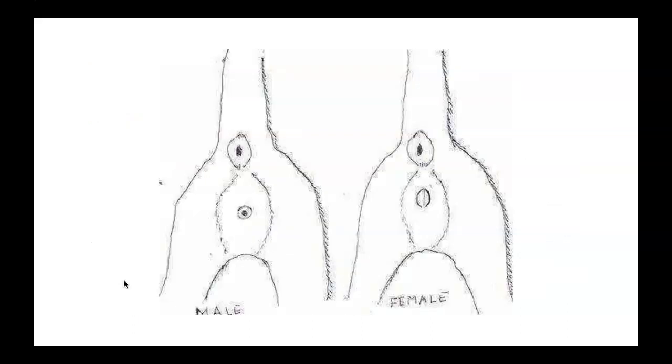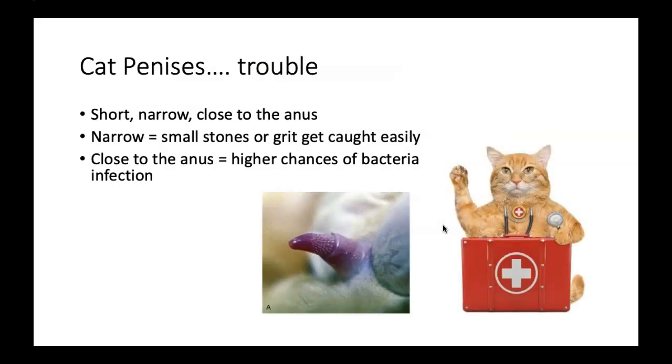So here's just a quick diagram about where things are located and how to sex cats. But the male, it looks like a little donut with the prepuce and the penis in the middle. And the female, it kind of looks like, I don't really know what that looks like, but a circle with a slit in the middle. So cat penises are trouble, and we will talk about this when we talk about reproduction as well. But in general, cat penises cause trouble.